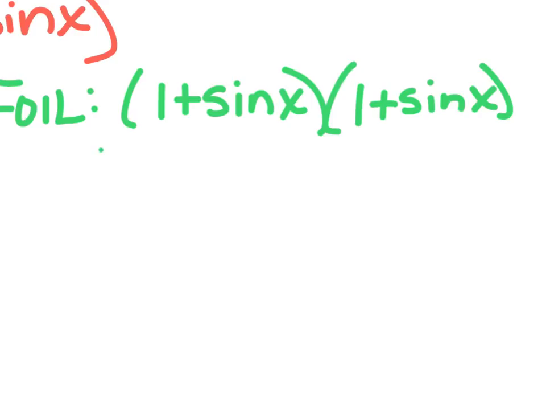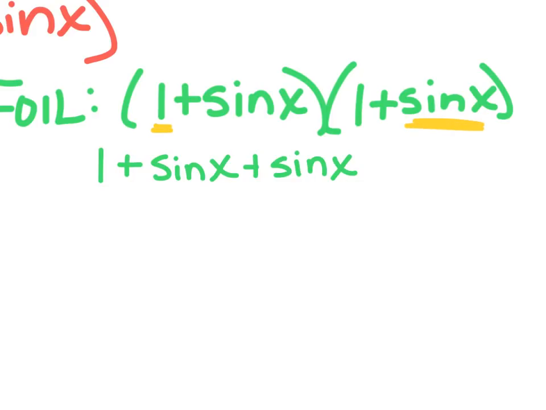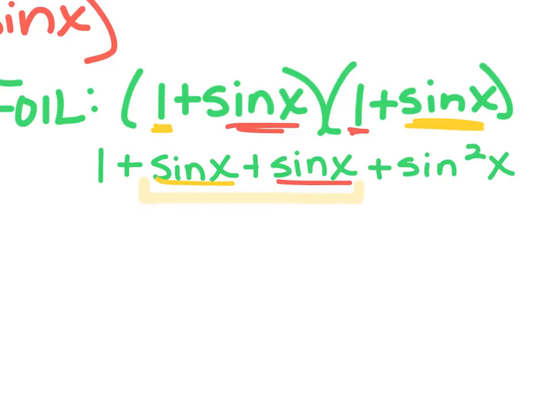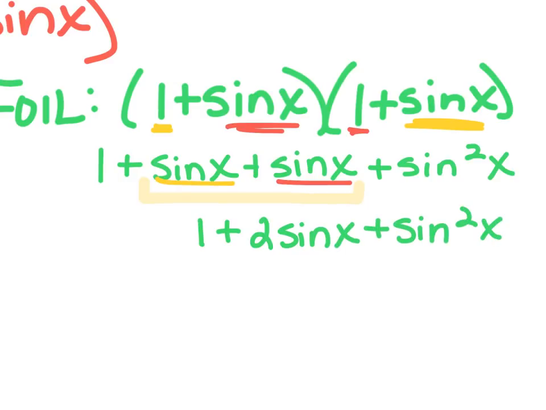But if you FOIL this, 1 times 1 is 1, 1 times sine of x is sine of x, 1 times sine of x is sine of x. That's your outsiders and your insiders, right? Your outsiders is 1 times sine of x, and your insiders is 1 times sine of x. And then plus sine squared of x. And then when you combine your two like terms, you're going to get 2 sine of x. So your answer to FOILing is 1 plus 2 sine of x plus sine squared of x.